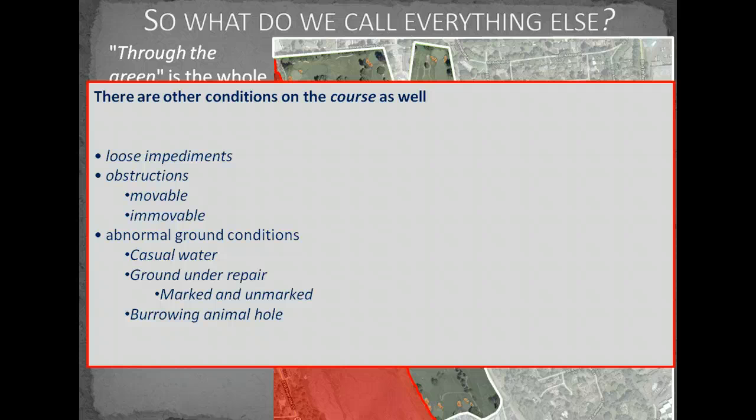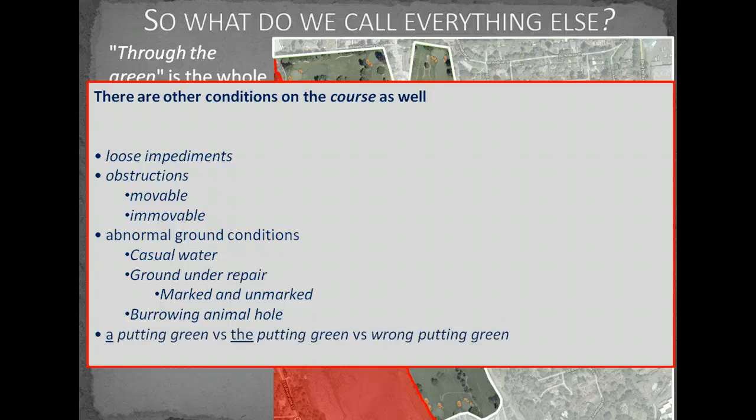Abnormal ground conditions are really prevalent this time of year. You have casual water, you have ground under repair. Sometimes it's marked, sometimes it's not marked. Again, those are defined in the rules, so you can learn a little bit more about those by going to the definition section. And then also you have burrowing animal holes. All three of those types of things are considered to be abnormal ground conditions. And we'll cover Rule 25, which covers abnormal ground conditions, in a future session.